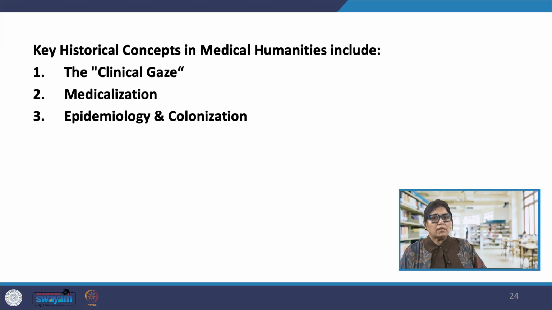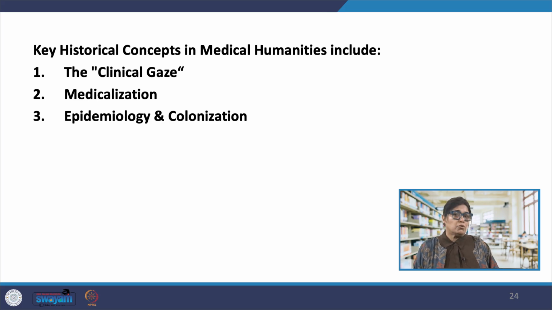Key historical concepts in medical humanities include the clinical gaze. This is a concept developed by Michel Foucault, describing how, in the late 18th century, doctors began to see patients as a collection of organs and symptoms rather than whole people.